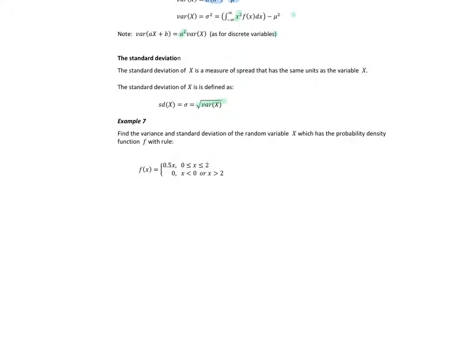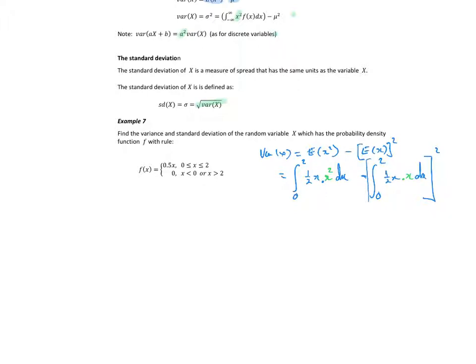So my variance of x, find the variance. So the variance of x is equal to E of X squared minus E of X squared, which is equal to the integral between 0 and 2 of a half x times x squared dx, minus the integral between 0 and 2 of a half x times x dx, all squared. Okay, so let's work them out separately.